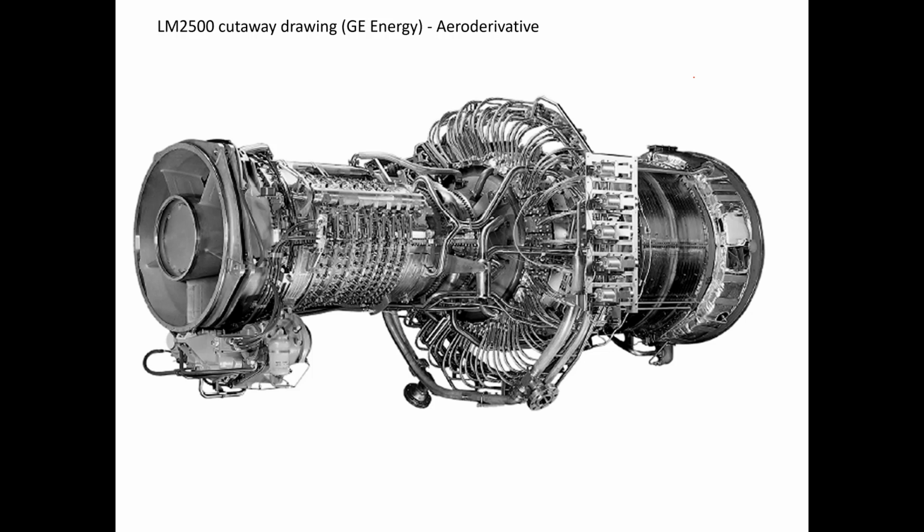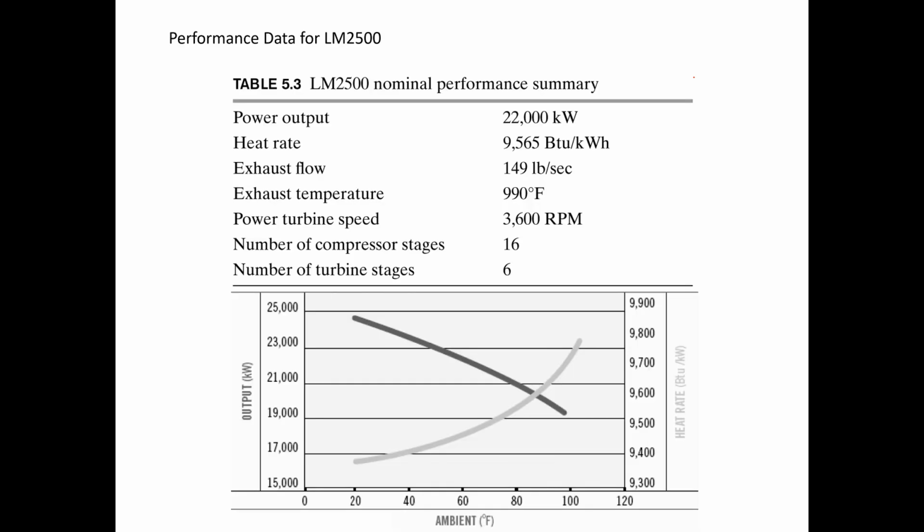Here's a basic cutaway drawing of an aeroderivative. Again, it resembles an airplane gas turbine. Again, some performance data. As the ambient air temperature increases, you can see that the power output decreases.